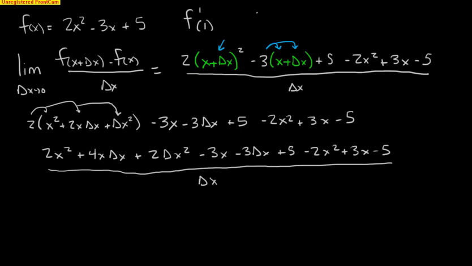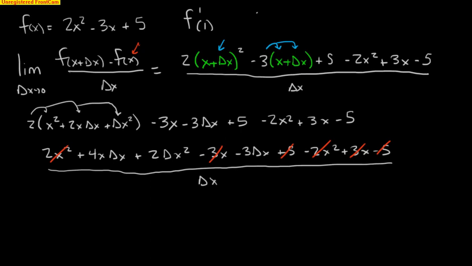Okay, now let's see if everything cancels. The whole right side here that we subtracted has got to cancel out. So let's start at the very far right. Negative 5, hopefully there's a positive 5. There it is. Plus 3x, do we have a minus 3x? Yep, there it is. And negative 2x squared with a positive 2x squared. Excellent. So we know we did that right.